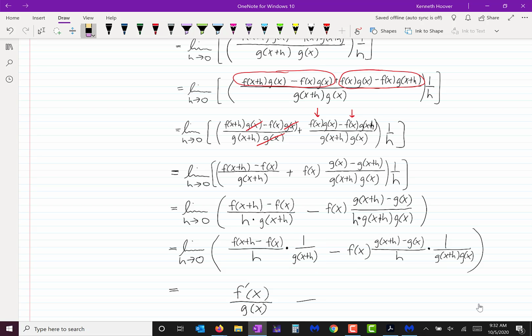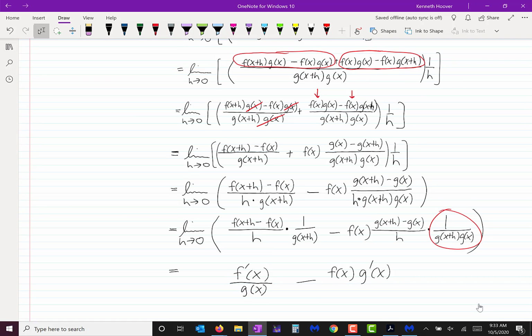And then there's an f of x times, what's the limit of that? That's the thing that we call g prime. Times, what's the limit of this? Won't that just be 1 over g of x times g of x? In other words, 1 over g of x squared.